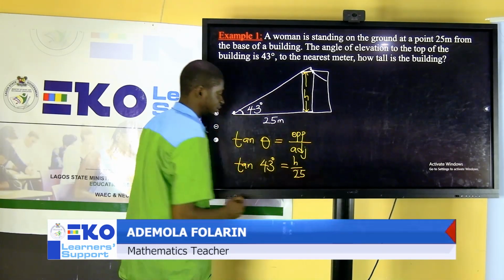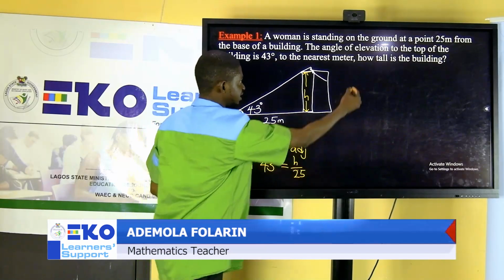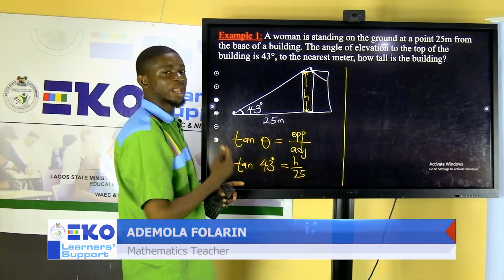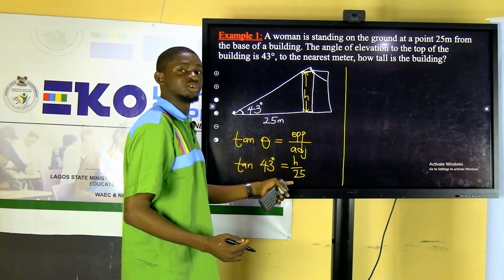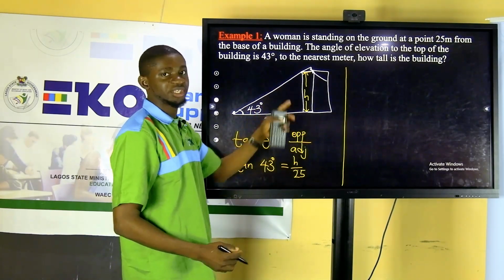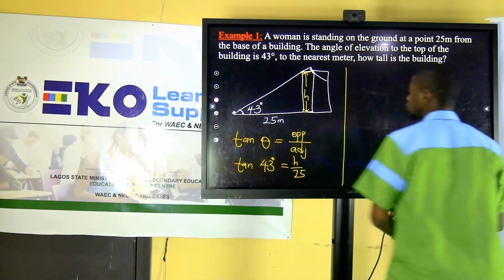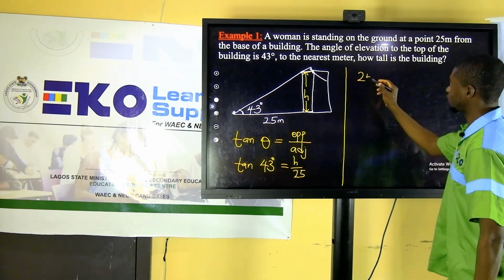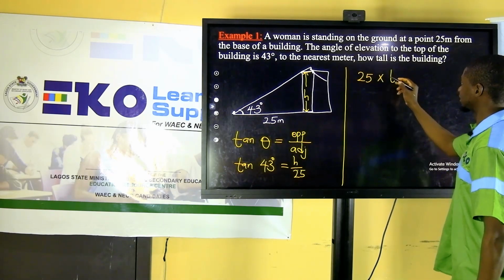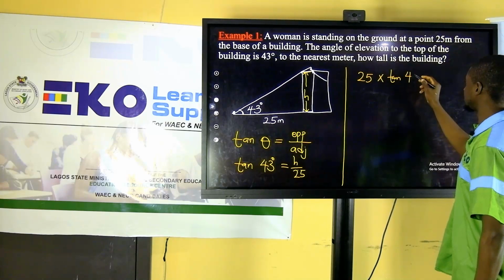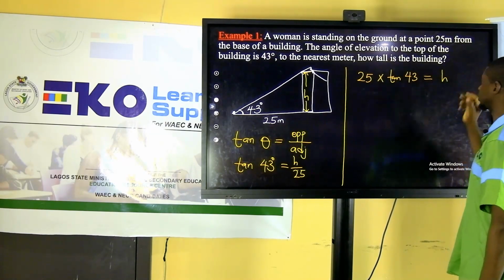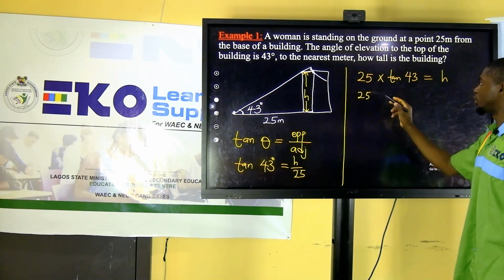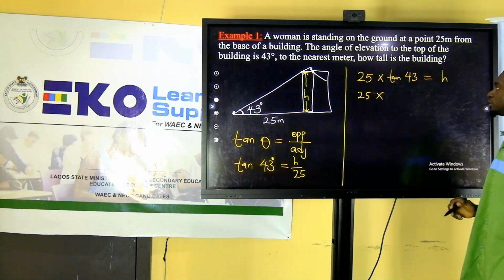25 meters. So to make this easy, we can do something here. We multiply both sides by 25 so that h, the height of the building, can stand alone. Good. So multiplying both sides by 25 gives us 25 multiplied by tan 43 equals h. Now 25 will be multiplied by tan 43.